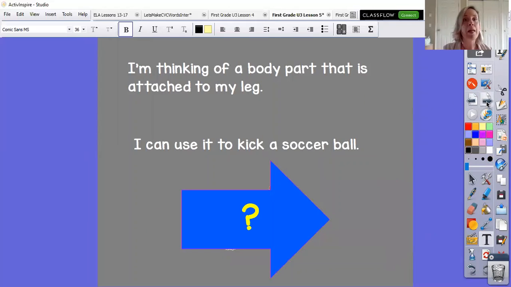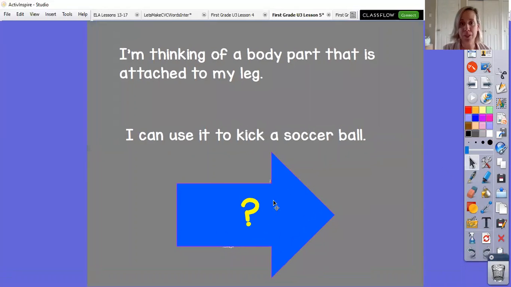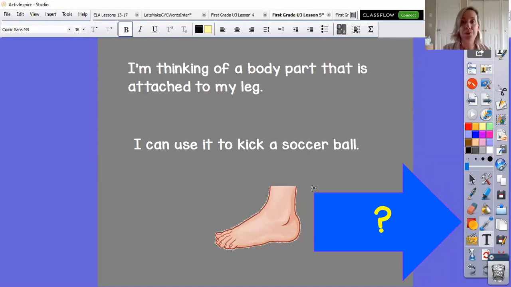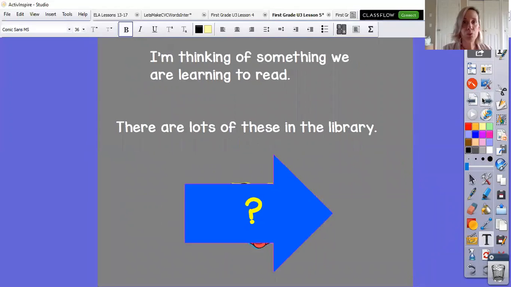All right, let's do the next one. I am thinking of a body part that is attached to my leg. I can use it to kick a soccer ball. So what do we use to kick at the bottom of our leg? Did you guess foot? How do you think we're going to spell foot? We know it's got to start with the F. And then what spelling are we working with? The double O. Foot. The T. Okay, so foot. All right, let's do 2 more of these.